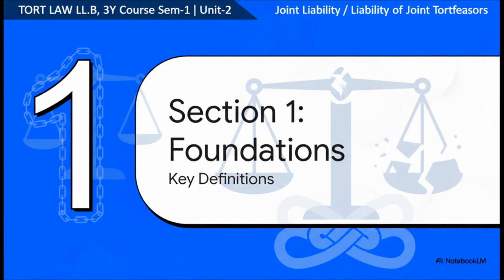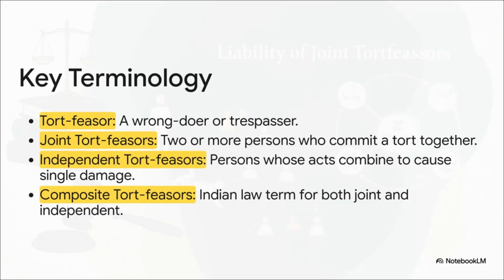Here, we will establish the key definitions and concepts that are essential for understanding this area of law. To begin, let us define our terms precisely. A tortfeasor is a wrongdoer or trespasser. Joint tortfeasors are 2 or more persons who commit a tort together with a common intention. Independent tortfeasors are persons whose independent acts combine to cause a single damage. Finally, composite tortfeasors is the term used in India to describe both joint and independent tortfeasors.